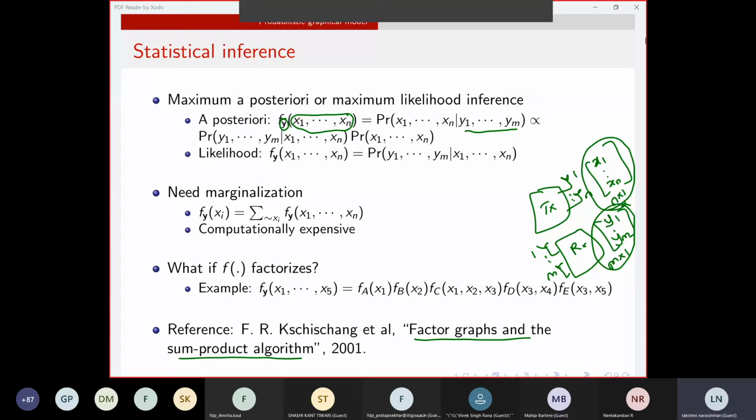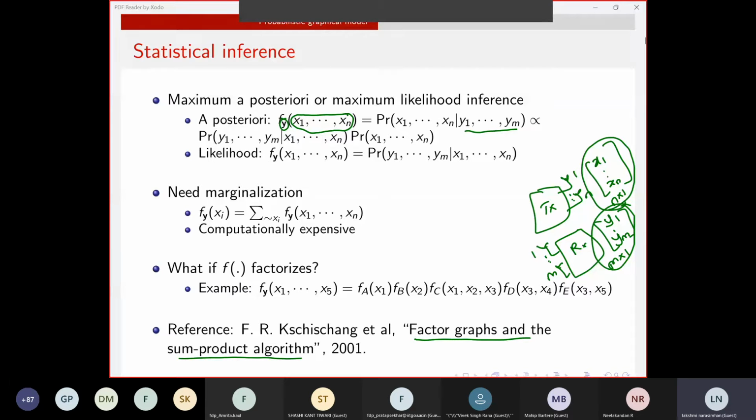But then we would still get a vector. So we would get an n cross 1 vector. But we would need to individually identify what was the transmitted symbol. So we have 1 to n symbols. We need to identify these symbols individually. So for that, we need marginalization. So we marginalize over all possible signals.